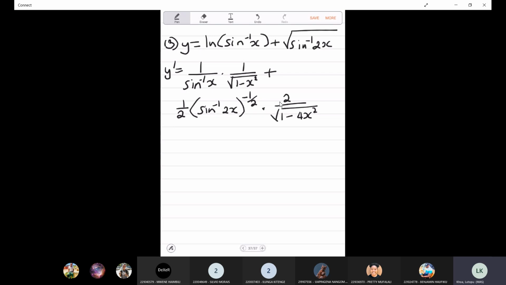Then simplify it as far as possible. Y prime is 1 over sine inverse of x times square root of 1 minus x squared, plus 1 over the square root of sine inverse of 2x times 1 minus 4x squared, like that. So I think that is the final answer.